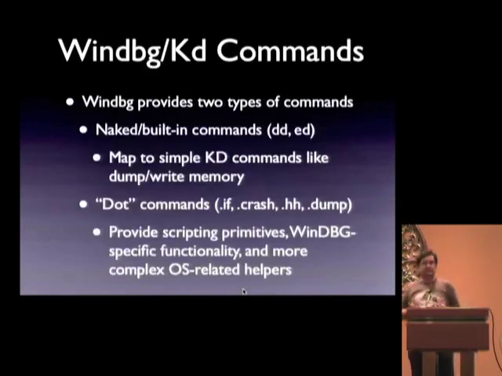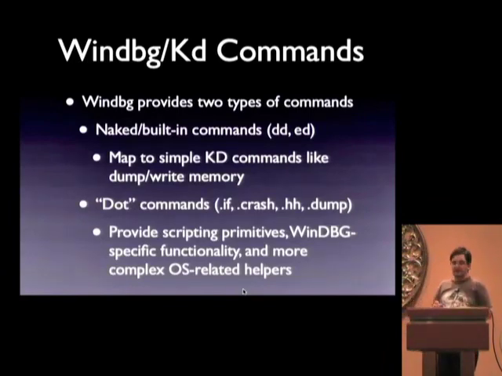So WinDbg itself has a command set that maps on top of KD, and those are called the naked or the built-in commands. So things like dd, dump data, ed, edit data, those get packaged into a KD packet that says write data, and that just gets sent to the host. It also has what are called dot commands, like .if, .crash, .help, .dump. These are things that let you do scripting, provide some extra functionality, and some more complex helpers.